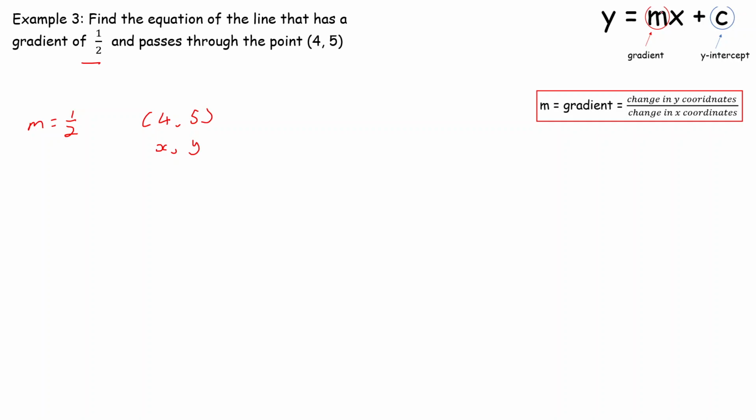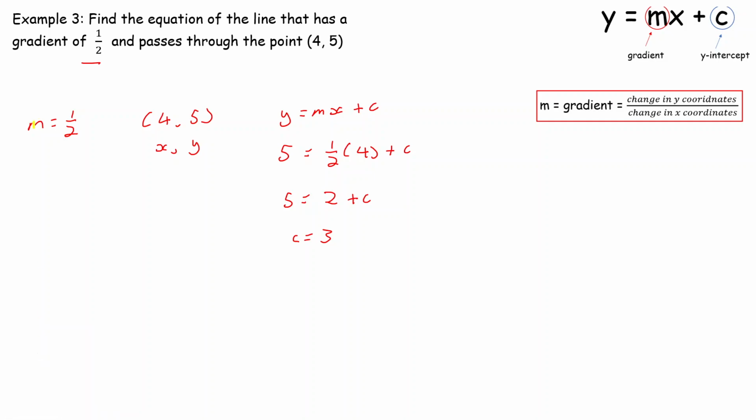And we're putting it into the equation of a line, which is y is equal to mx plus c. So I'm trying to find the missing c variable. My y coordinate is 5, so I get 5 is equal to m. M is a half, so 1 over 2. My x coordinate is equal to 4, so half times 4 plus c. So 5 is equal to half of 4 is 2 plus c. 2 add what is equal to 5? 2 add 3, so c is equal to 3.